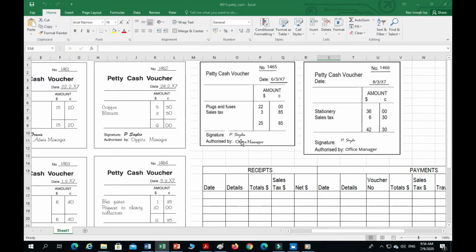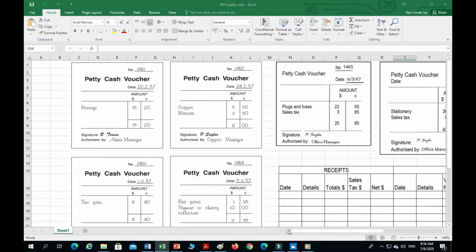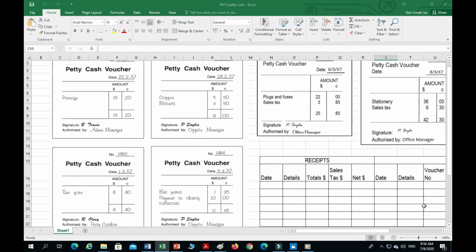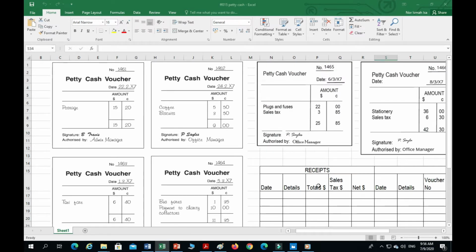So this is part 2 of petty cash. What we are going to do is the technical part of petty cash. So in this video, I'll give an example of preparing petty cash. In this question, we have 6 vouchers with the petty cash and how to record all these vouchers. Okay, let's go back to the question.